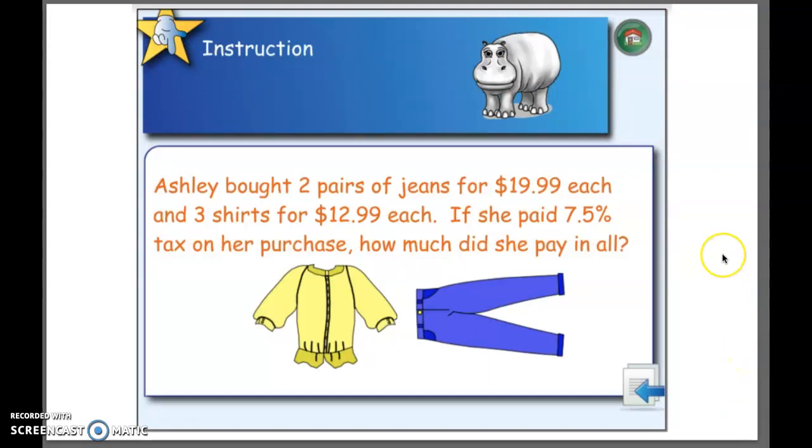Ashley bought 2 pairs of jeans for $19.99 each. So that means 2 pairs, so each one was $19.99, and 3 shirts for $12.99 each. If she paid 7.5% tax on her purchase, how much did she pay in all? So first of all, you have to add your total together of what you bought. So that's $19.99 plus $19.99 plus $12.99 3 times. Now you could have just done $12.99 times 3. That'd be fine. I got $78.95.